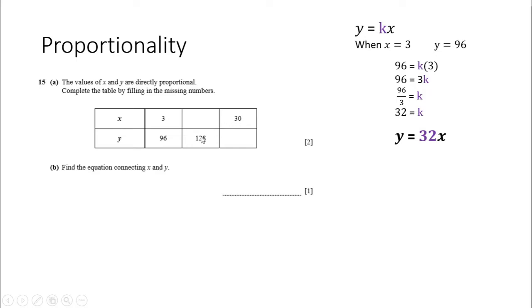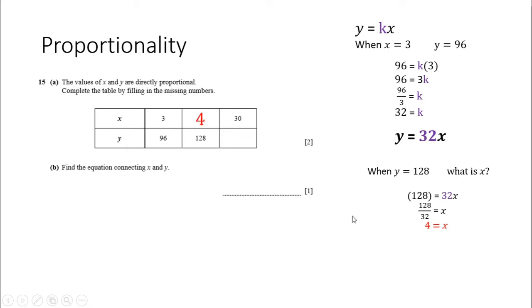So let's start with this first one here, when y is equal to 128. What is x? So I'll put 128 into the formula that we now have, and then we'll rearrange it to find out what x will be. So I replaced y with 128, and to get x on its own, I'll need to divide by the 32, and 128 divided by 32 is 4, so x is 4. When y is 128, x is 4. You can try that if you want, just to check that it works. 32 times 4 does give you 128. So let's go ahead and put our answer in the table here.